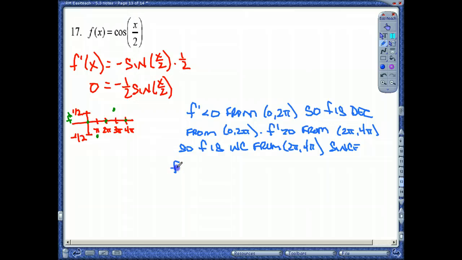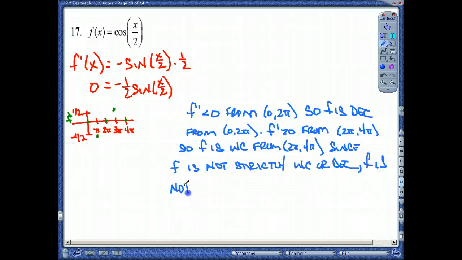Since f is not strictly increasing or decreasing, f is not monotonic, and therefore has no inverse. Okay, now when I was here, I could have said it is not monotonic, but we're talking about derivatives, we're talking about original functions, so try to stay away from the word it. It just can be no good coming from it. Okay?